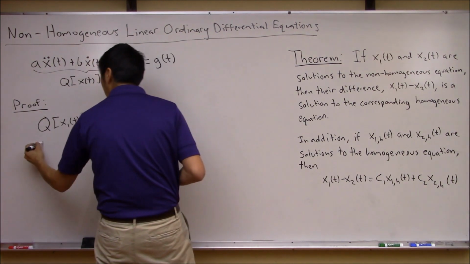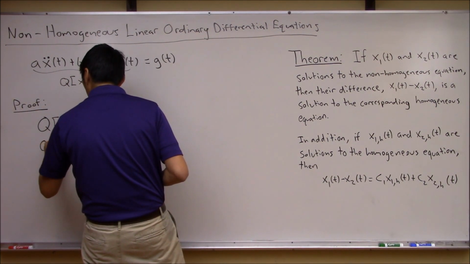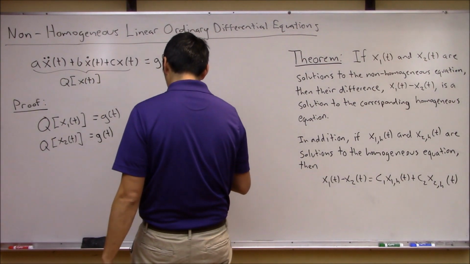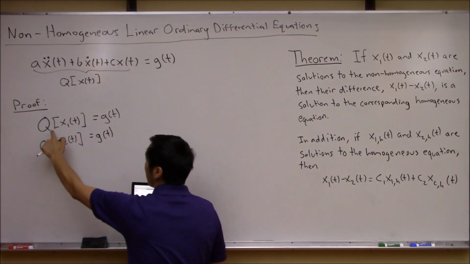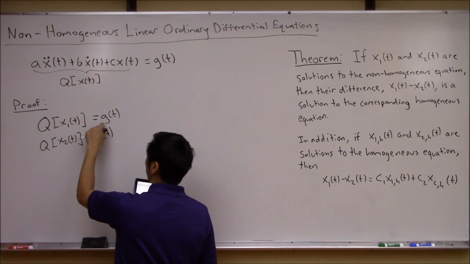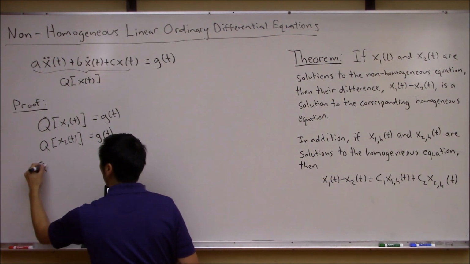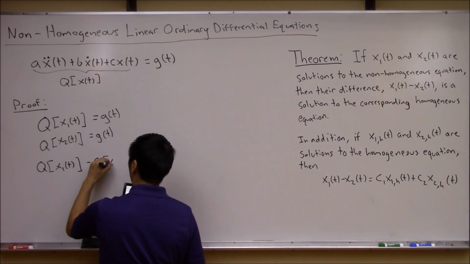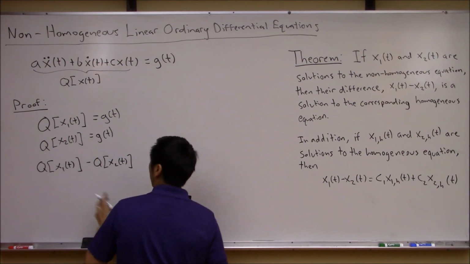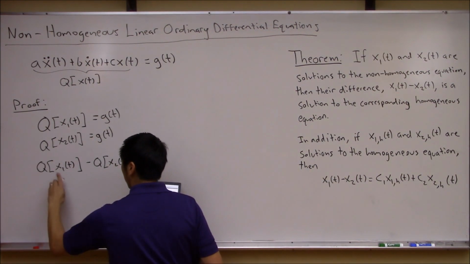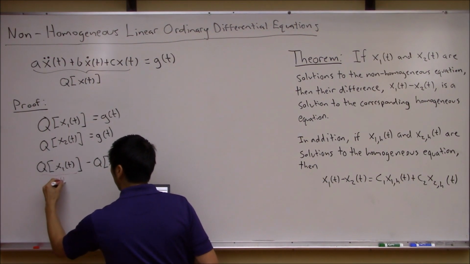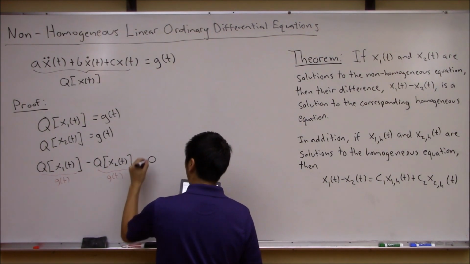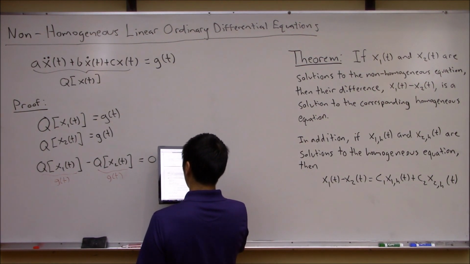Okay? And by the exact same logic, Q of x2 of t also has to equal g of t. So if you take this minus this, you're basically taking g of t minus g of t. In other words, if I do Q of x1 of t minus Q of x2 of t, right here we just saw this is g of t, and this is g of t. Well, you take their difference and you better get a big fat 0.